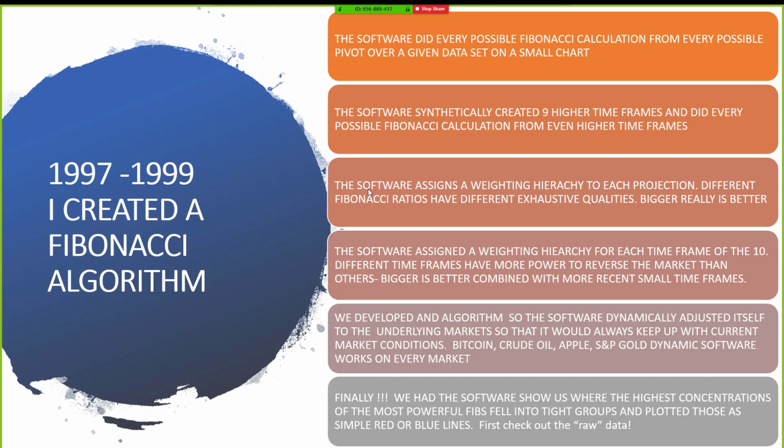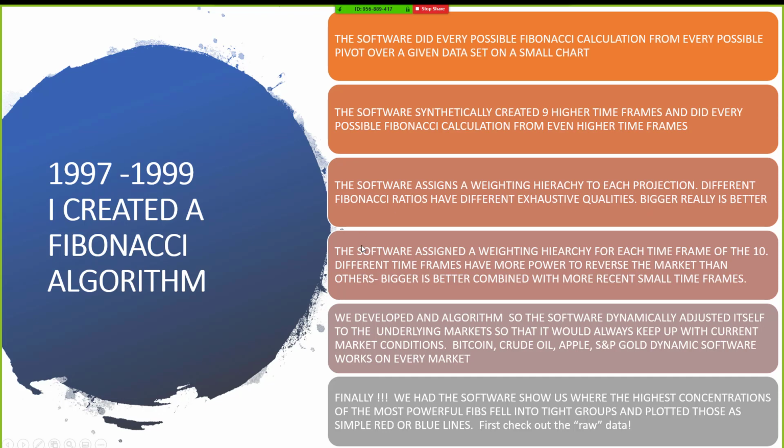But what we found, like we talked about in those slides, is that different projections caused different bounce levels. So I did a lot of study on whether a 786 retracement has more of an exhaustive quality than a 38% retracement. Over the course of my study, bigger is really better. The bigger the retracement or the bigger the projection, typically the bigger the bounce or full reversal.